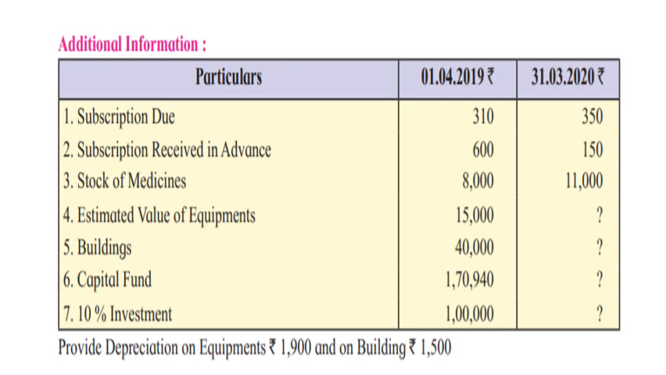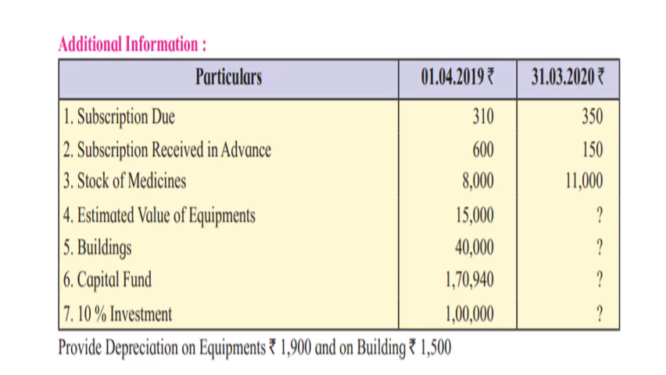So we have to add the current year subscription and deduct the previous year outstanding subscription. After that, next, subscription received in advance 600 is the amount of subscription that we received in advance in 2018-19. So last year we received that subscription in advance for next year.